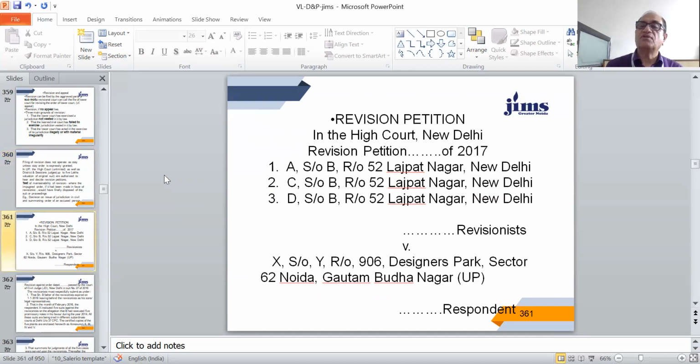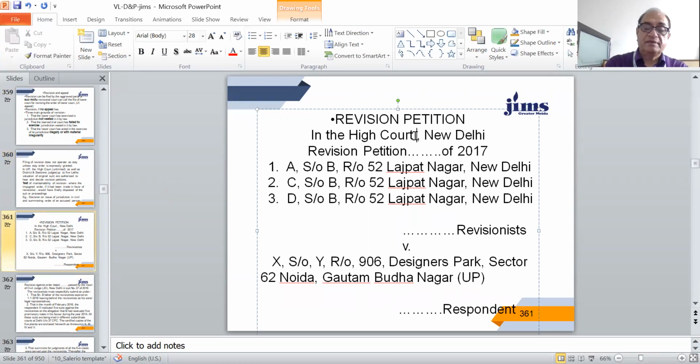Now, with this background knowledge in mind, we will start the actual drafting of a revision petition. First of all, you will have to select the name of the court, and the name of the court is the High Court of Delhi at New Delhi. Revision petition number dash dash of 2017. Here you know the year of filing the revision, but the revision petition number will be allotted to you by the court.